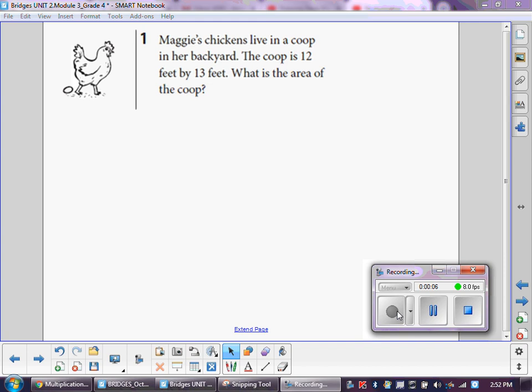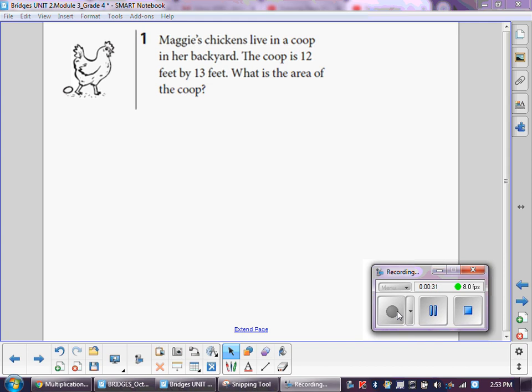Today in math class, in Mrs. Fider's class, we are working to multiply two-digit numbers using a variety of strategies. The strategy we're going to use on number 1 is a ratio table. The problem says Maggie's chickens live in a coop in her backyard. The coop is 12 feet by 13 feet. What is the area of the coop?